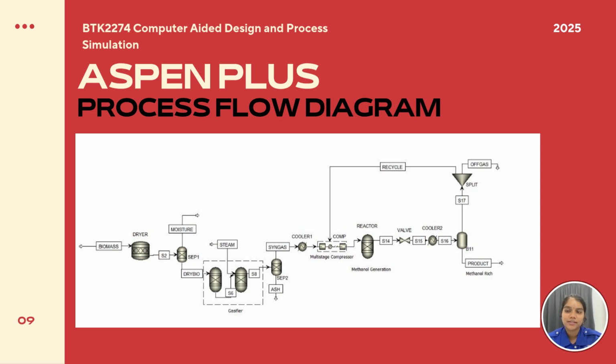The compressed syngas enters the methanol reactor, producing a mixture of methanol and unreacted gases. This mixture is cooled and separated. The methanol-rich product exits as the final product. Unreacted gases are partly recycled, with the rest released as off-gas. This diagram summarizes the full process, and I'll explain each stage in more detail next.